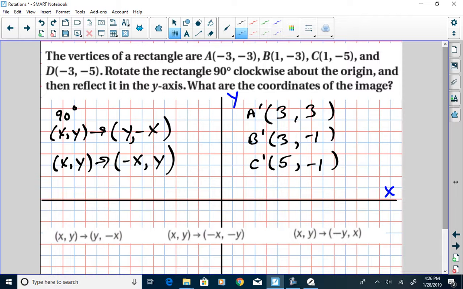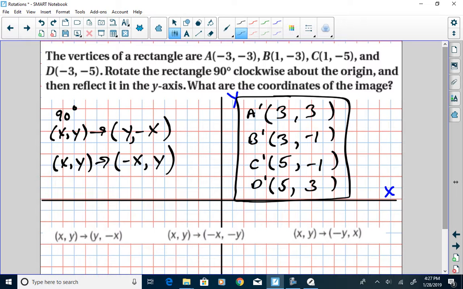Should be -1, and then D prime. All right, where's my D? The y value is going to be first, but then I want the opposite of that, so it would be -5, and the opposite of -5 would be 5, comma. Then we have the opposite of the x value, which would be 3, and the y value stays the same, 3. So those would be the ordered pairs for the 90-degree clockwise rotation about the origin, and then reflected in the y-axis. All right, so those are just a few examples of the transformations that we can play around with.